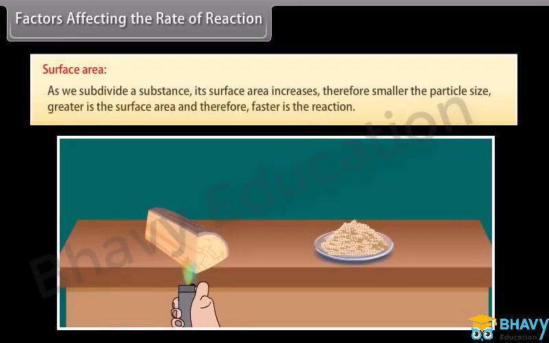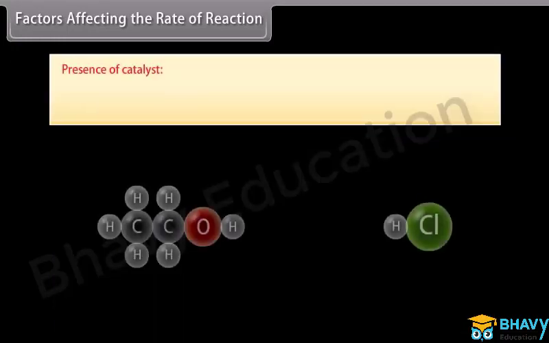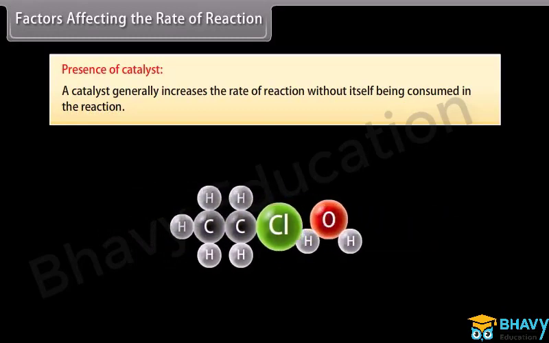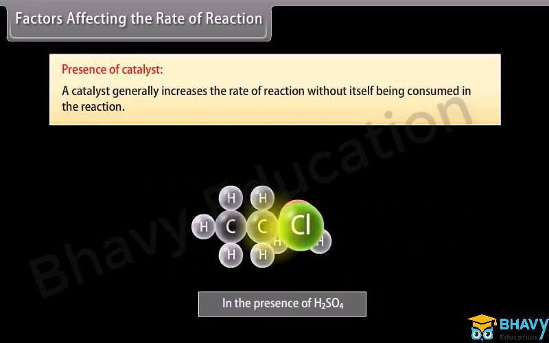Surface area. As we subdivide a substance, its surface area increases. Therefore, smaller the particle size, greater is the surface area, and therefore faster is the reaction. Presence of a catalyst. A catalyst generally increases the rate of a reaction without itself being consumed in the reaction.